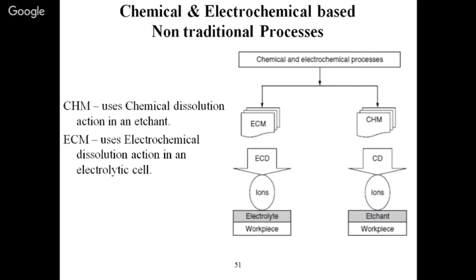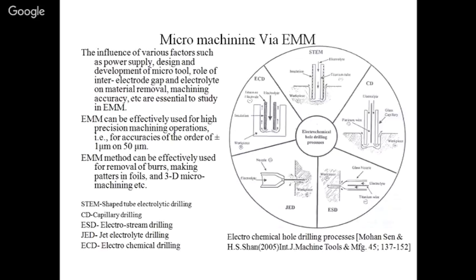Now the chemical and electrochemical based non-traditional machining processes: electrochemical machining, electrochemical deburring (ECD), and chemical drilling (CD). This is also an important process nowadays for etching, and electrolyte is used on the workpiece. Then there are micromachining processes: electrochemical micromachining, steam drilling, microchemical drilling, chemical drilling, jet electrochemical drilling, and also electrostream drilling, ESD.